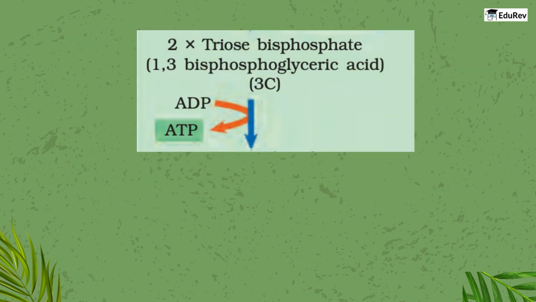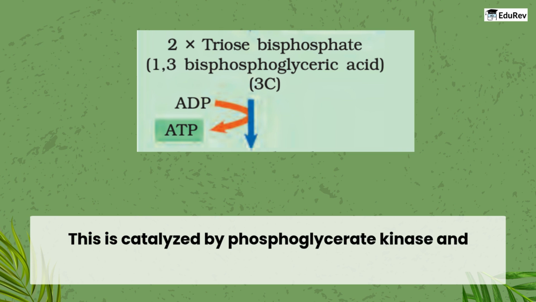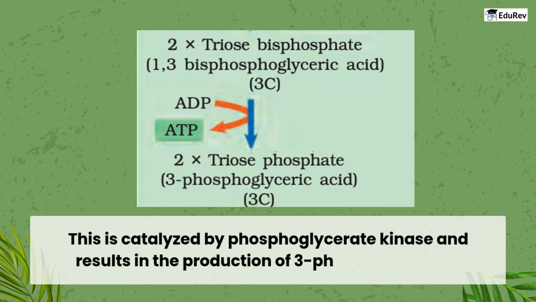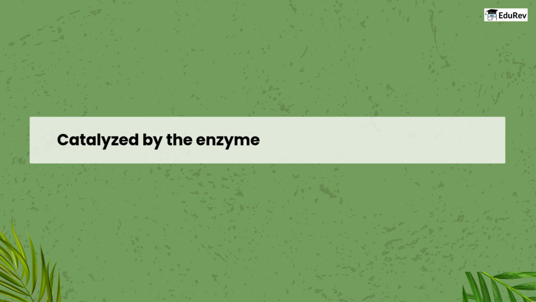Each molecule of 1,3-bisphosphoglycerate donates a phosphate group to ADP, forming one molecule of ATP. This is catalyzed by phosphoglycerate kinase and results in the production of 3-phosphoglycerate. 3-phosphoglycerate is then rearranged to form 2-phosphoglycerate, catalyzed by the enzyme phosphoglycerate mutase.